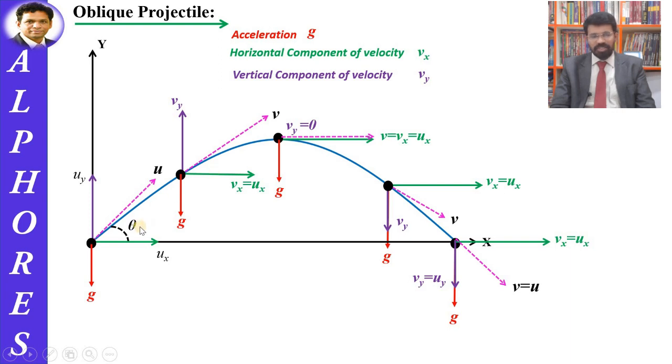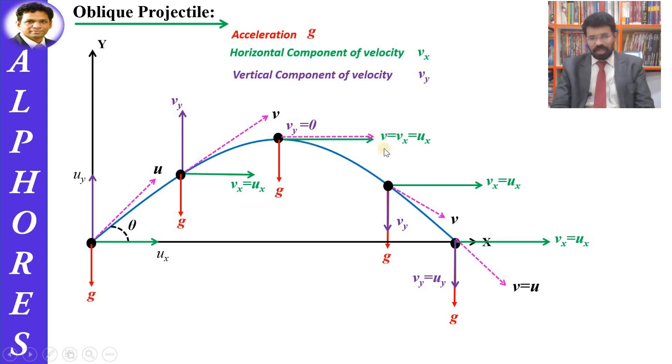What happens to that angle? Actually, it decreases. By the time it goes here, the angle between the resultant velocity and the horizontal is 0 at the highest point, at the maximum height position, isn't it? And here, the resultant velocity and the horizontal component of velocity both are along the same direction. That's because there is no vertical component. Whatever velocity the body possesses is only the horizontal component of velocity, and that is the resultant velocity.